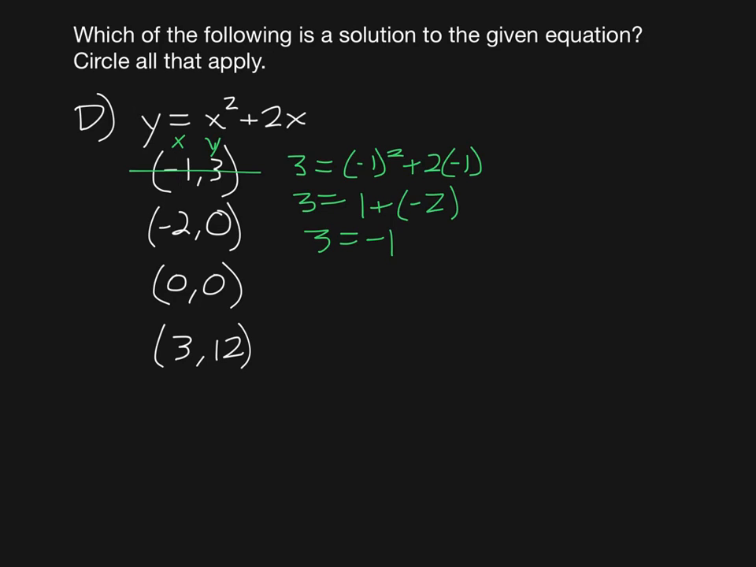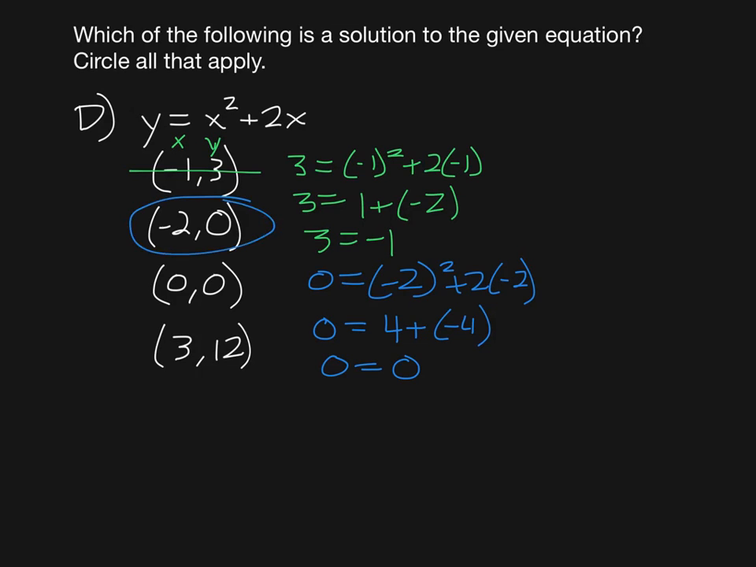So now we try our next point, (-2, 0). 0 is the y coordinate this time, equals negative 2 squared plus 2 times negative 2, and for both x's. 0 equals negative 2 squared is 4. 2 times negative 2 is negative 4. 4 plus negative 4 is 0. So that's a true equation, actually. 0 does equal 0, so that's a solution to our equation.